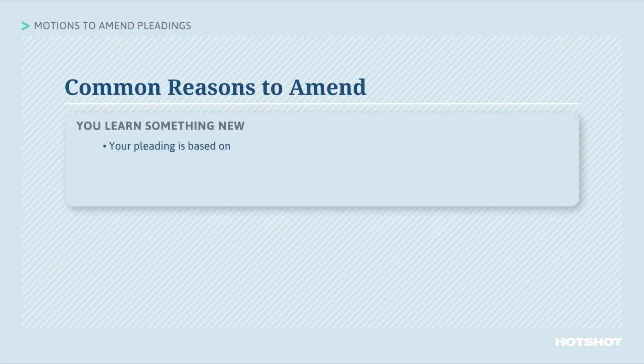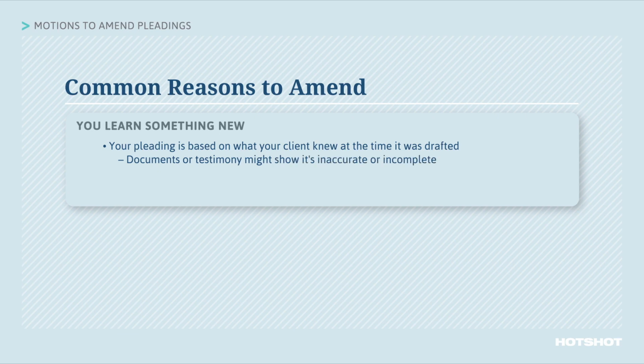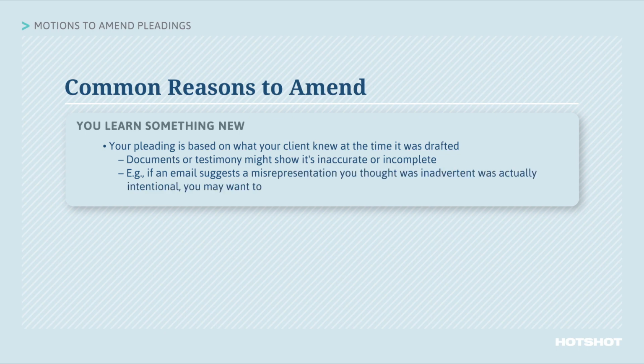Your pleading is based on what your client knew at the time it was drafted, but documents or testimony from the other side might show that your pleading is inaccurate or incomplete. For example, if an email suggests that a misrepresentation you thought was inadvertent was actually intentional, you may want to add a fraud claim to the complaint.